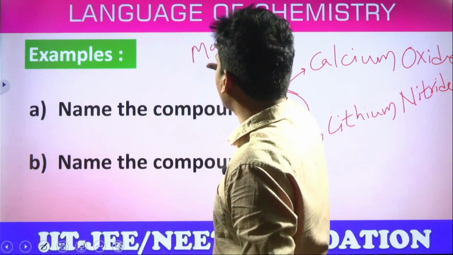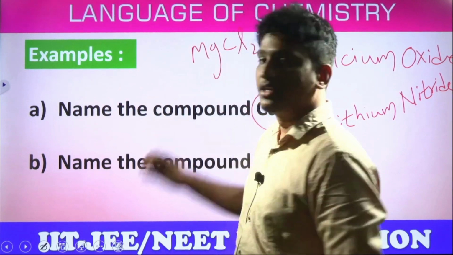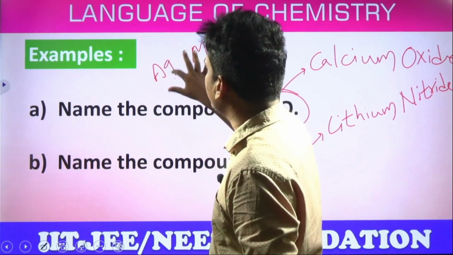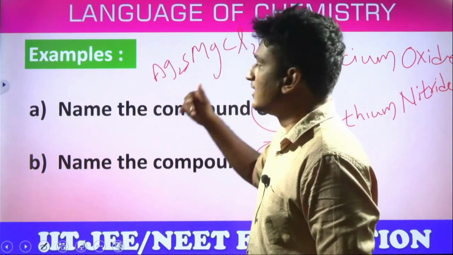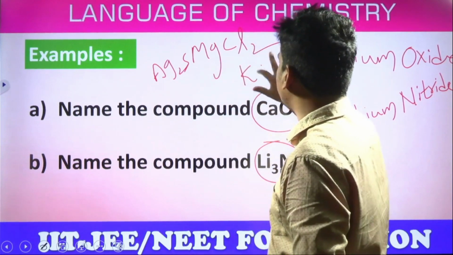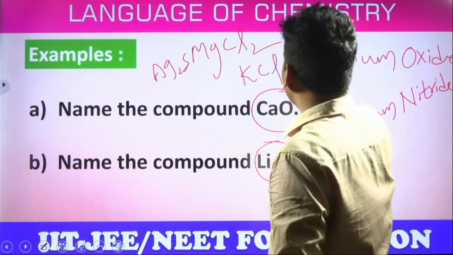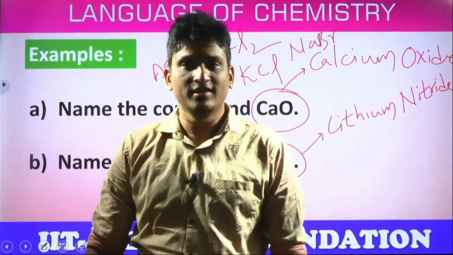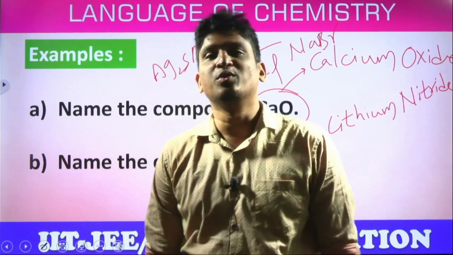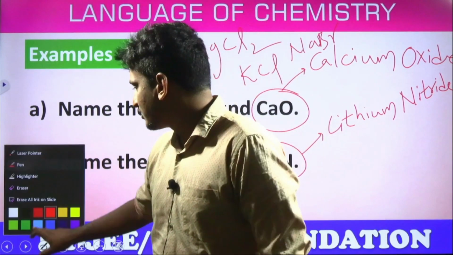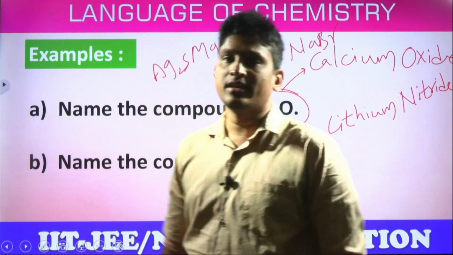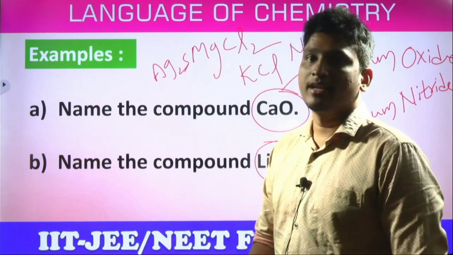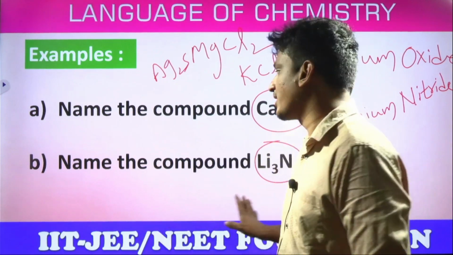MgCl2. You answer, students, what is the name? MgCl2, magnesium chloride. Ag2S, silver sulfide. KCl, potassium chloride. NaBr, what is the name? Sodium bromine? Is it sodium bromine? No, sodium bromide. Got the clarity? Binary compounds means two elements are there, one is a metal, one a non-metal, and they come under ionic compounds. So the metallic name is represented first, followed by the non-metallic name.